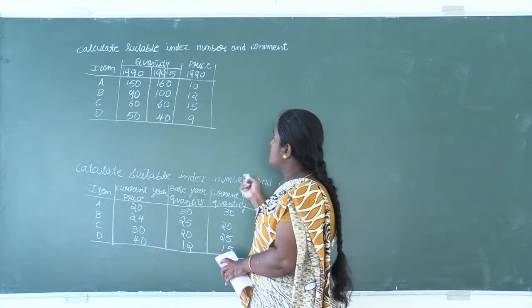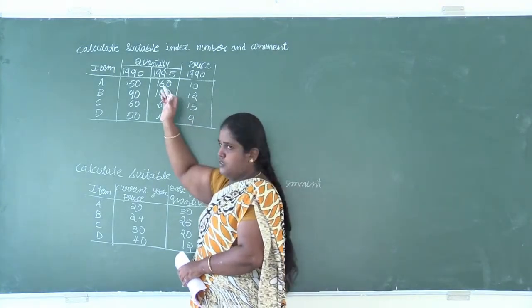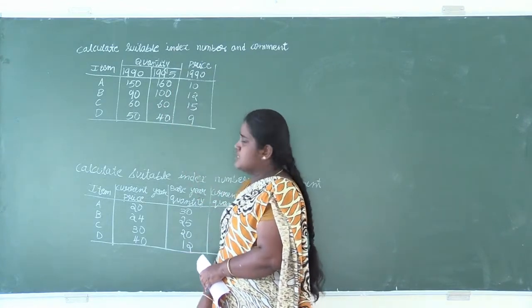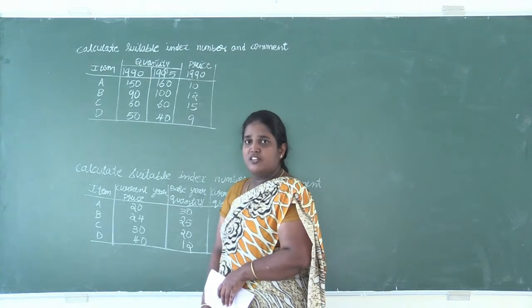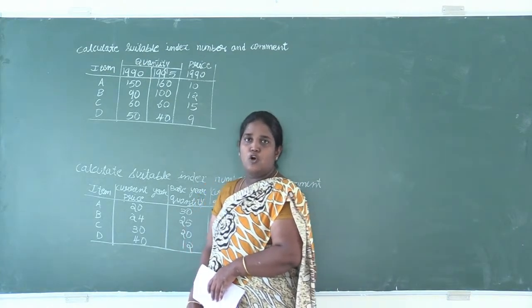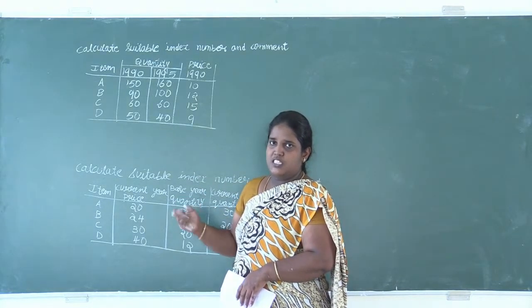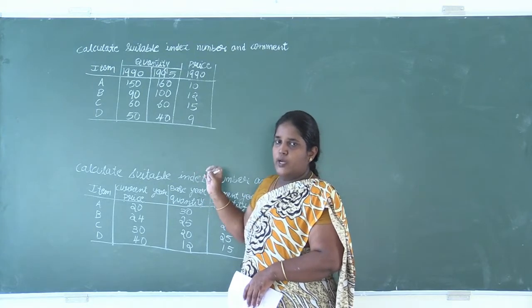So calculate suitable index number and comment. They have given quantity 1990, 1995. Price is regarding 1990. So here they have not mentioned whether it is the price index number or the quantity index number. So you have to come to know by seeing the data whether it is of price index number or the quantity index number.